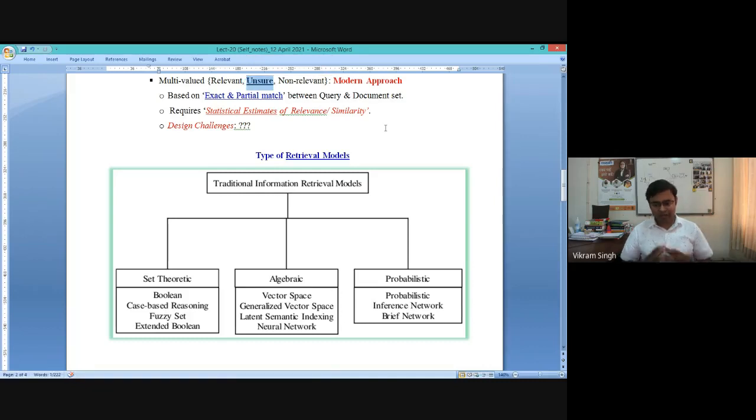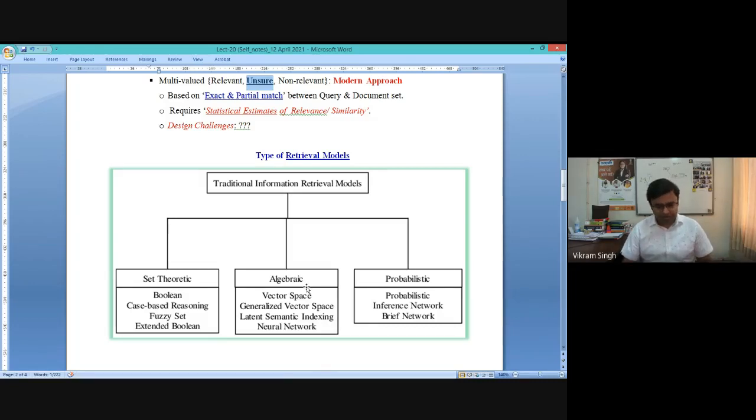That is how they are deriving. So in both cases, algebraic and probabilistic, they have two different similarity measures to identify the unsure set of results and the relevant set of results, right? So naturally, out of these given retrieval models, we will be discussing at least four.